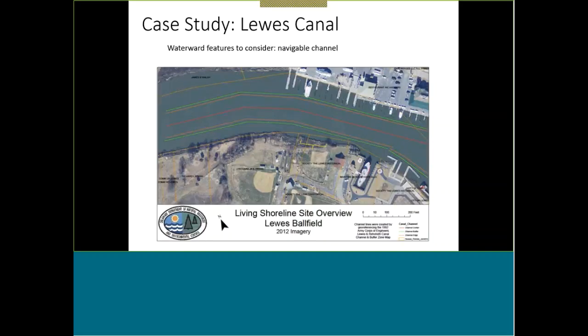As I mentioned, navigable waters or channels may be important. In this case, the channel, the Lewes Rehoboth Canal, this is a map of the channel. The red line is the center line, the orange line is the edge of the channel, and then the green line represents sort of a buffer they put around that. When you're designing, you can't go inside of that line. We have to take that into consideration because we are pretty close to that line. That would influence our design if we wanted to put anything offshore like oyster castles. We would probably be infringing on that buffer, and that would be a problem. So we need to make sure to account for that when we design.